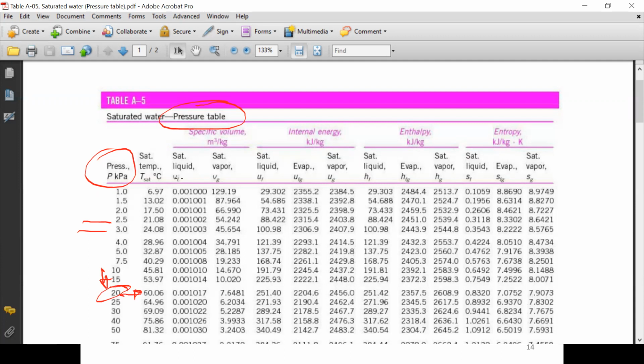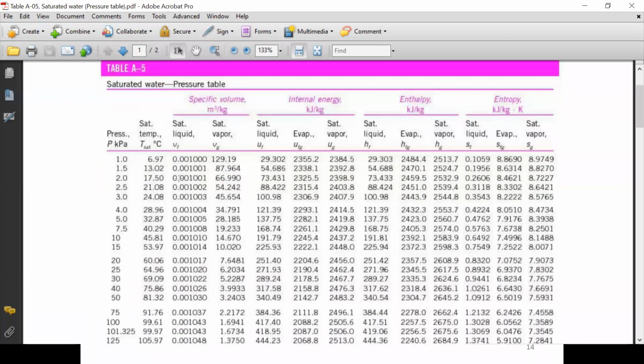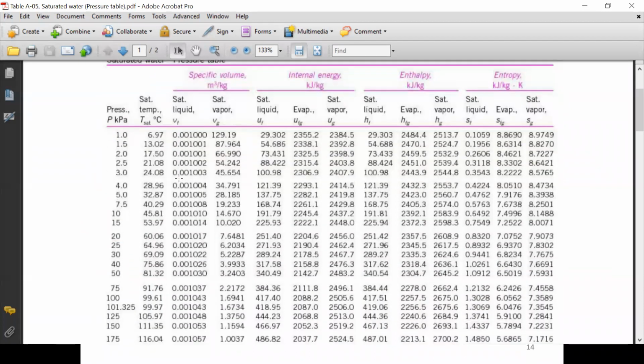So it's the other way around. If, for example, I want to know at atmospheric pressure what's the boiling temperature? Of course, it should be 100. Let's check if it's correct or not. If I go down and reach the pressure 101, which is very close to the atmosphere, what's the saturation temperature? It's 99.97, which is almost 100. So that's what we call the pressure table.